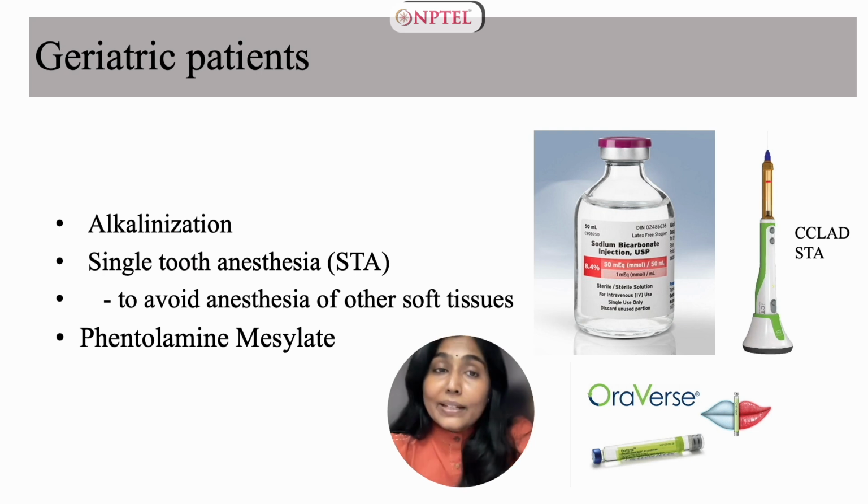Further, in geriatric patients, the presence of infection is common. So for effective anesthesia, consider alkalinization using sodium bicarbonate. And single tooth anesthesia is another ideal method to eliminate unwanted soft tissue anesthesia of the lip and tongue. The other option is using phentolamine mesylate to reverse the action of local anesthesia earlier than the usual duration of action.